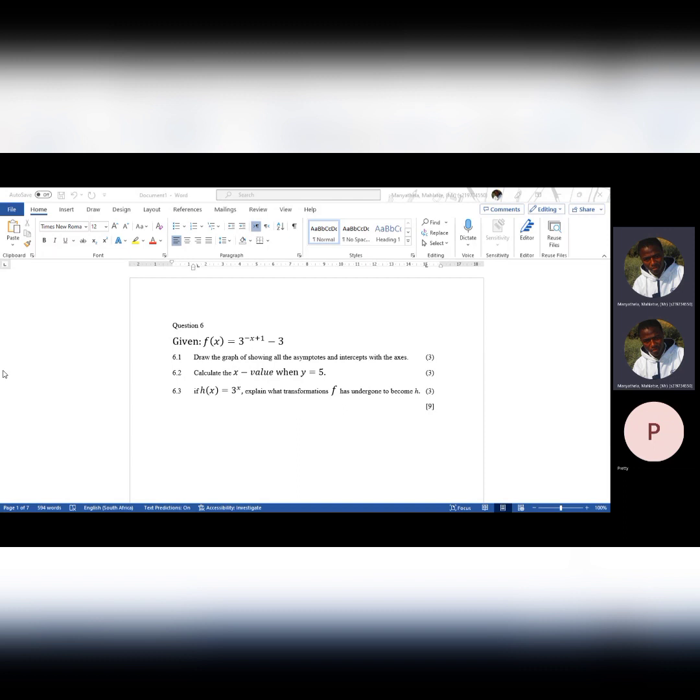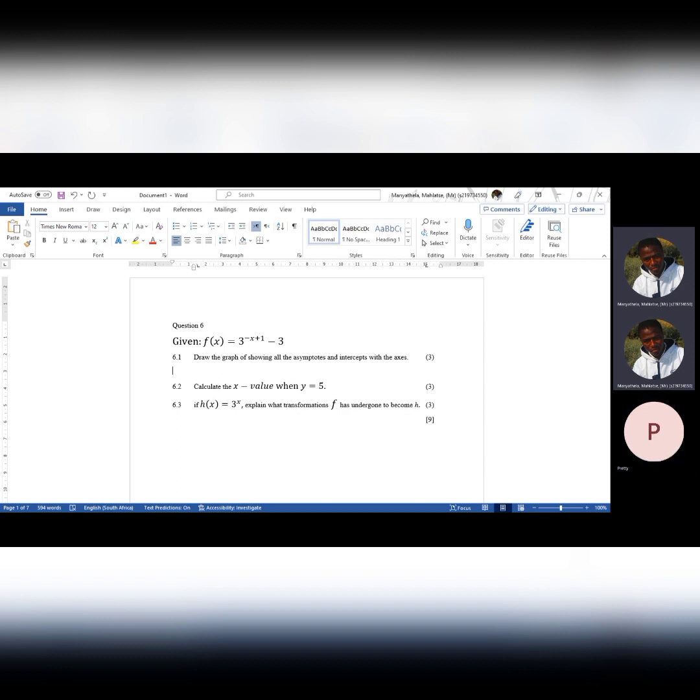Okay, the first question says, given f of x equal to 3 to the exponent minus x plus 1 minus 3, then they want you to draw the graph showing all the asymptotes and intercepts with the x's. So let's get to it. Firstly, we're going to calculate the intercepts.